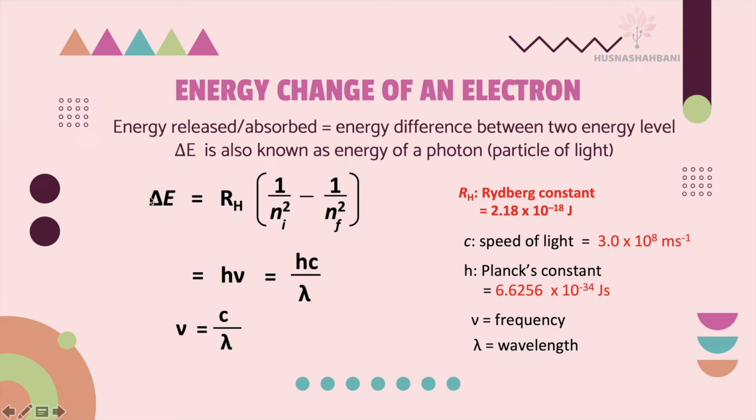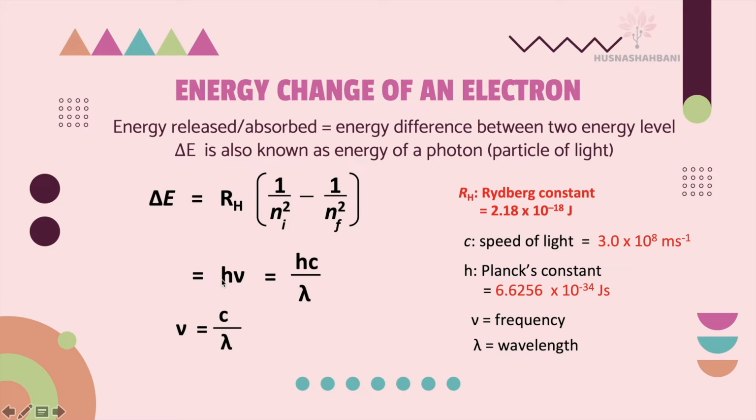Delta E, the energy change, is also known as the energy of a photon. A photon is a particle of light. Our RH, the Rydberg constant, is 2.18 times 10 to the power of negative 18 joule. This equation, energy of photon delta E, is equal to this.